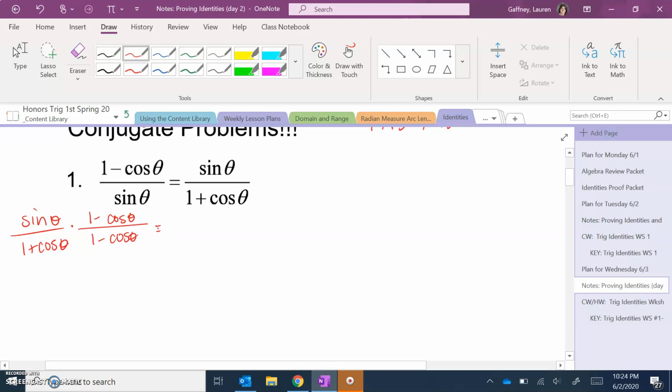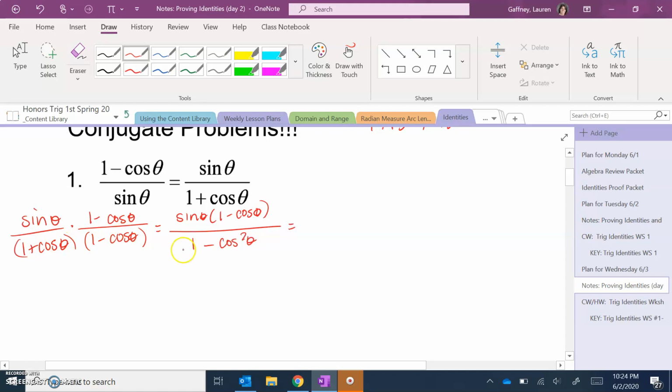So from here, I am going to leave the top alone. I'm not going to distribute that sine in yet. You're going to see what's going to happen here in a second. I am, however, going to FOIL this bottom together. I would get 1, and then minus cosine theta plus cosine theta, and then minus cosine squared theta.